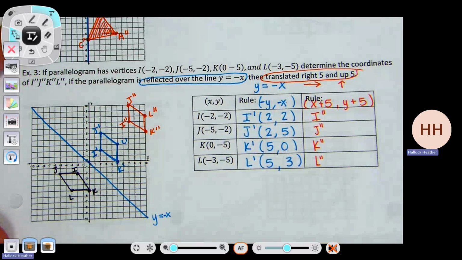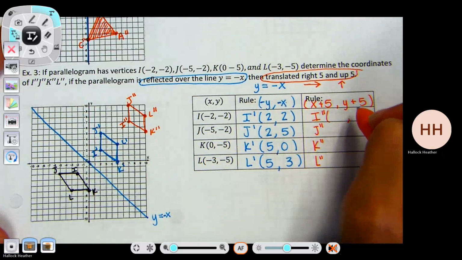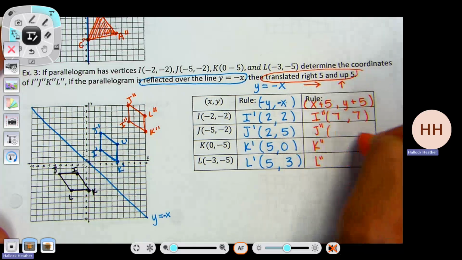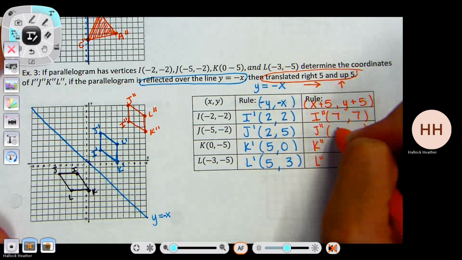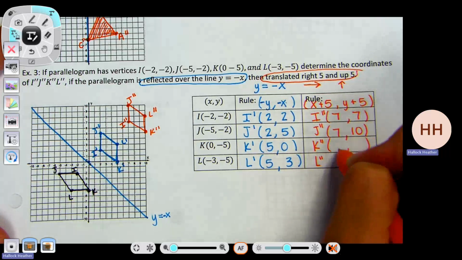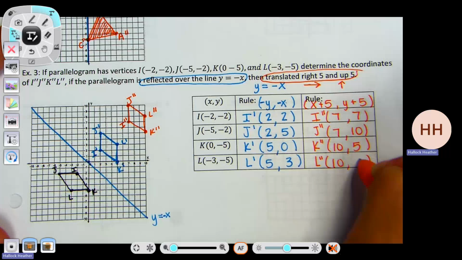Does anybody know where I double prime ended up? 7, 7. What about J? Heck yeah. Okay. And last but not least, 10, 8.